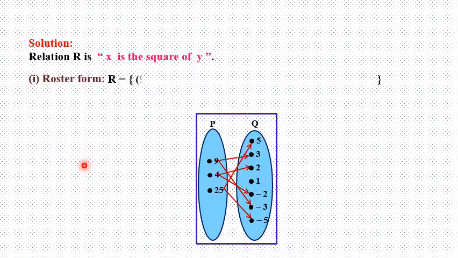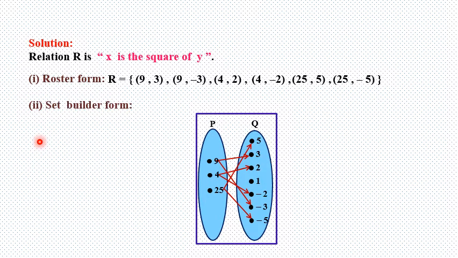Correct. Roster form. 9 is the square of 3. Correct. And then 9 is the square of minus 3. 4 is the square of 2. 4 is the square of minus 2. 25 is the square of 5. 25 is the square of minus 5. Yes, obviously this is the roster form.